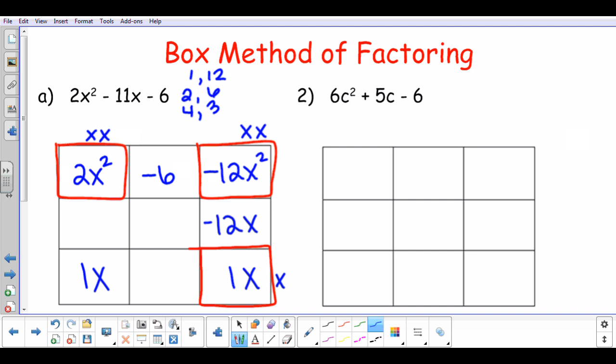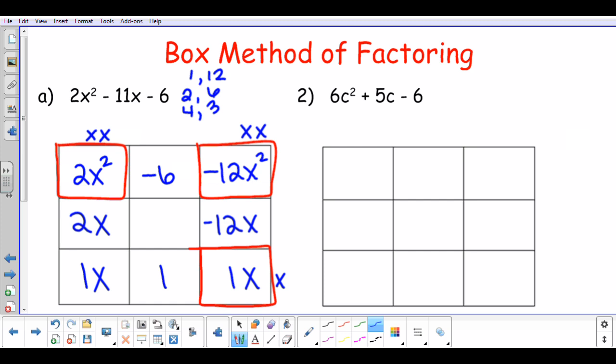If I go up, I want to know what is 1x times what would give me a 2x squared. I know I need another x to get to the x squared, and 1 times 2 would give me that 2x squared. Now to fill in the bottom, 1x times what would still be 1x. Well, anything times 1 is itself, so 1x times 1 will give me my 1x.